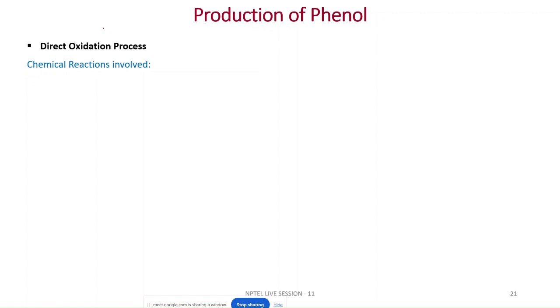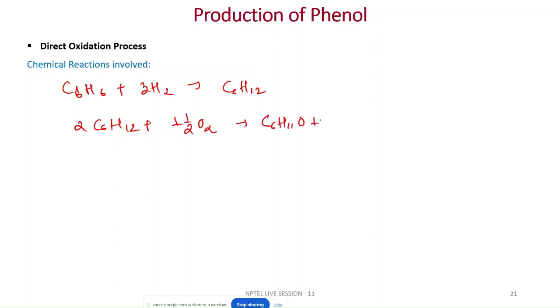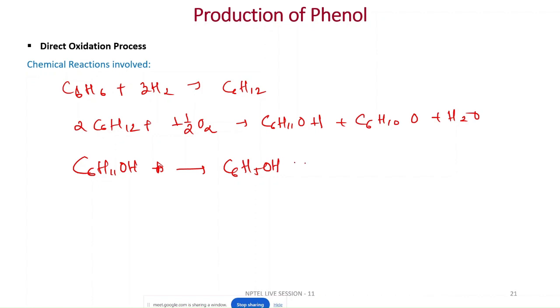So the chemical reactions involved in the direct oxidation process: benzene is reacted with hydrogen, so it forms C6H12. It reacts further with oxygen and forms C6H11OH. These reactions happen, and from here we get phenol and hydrogen.